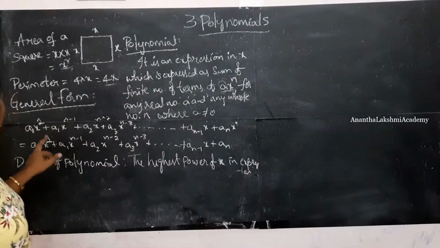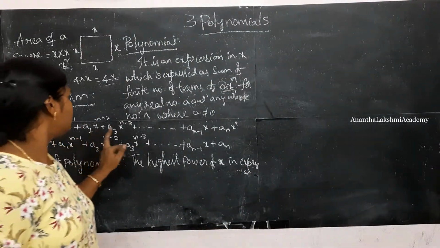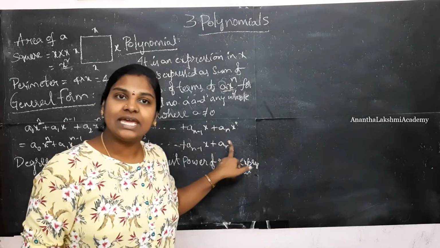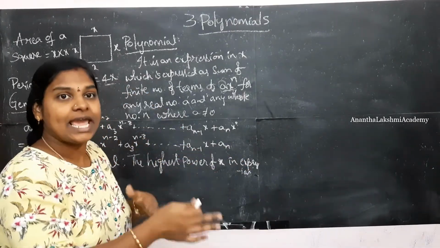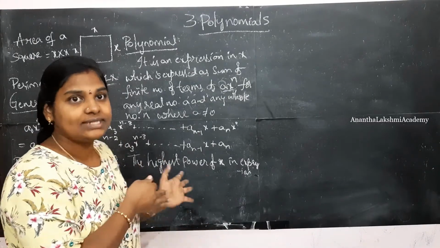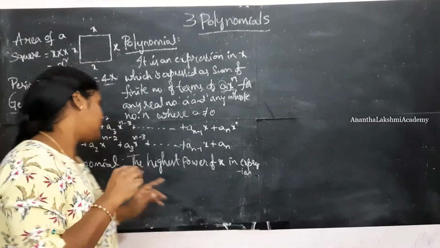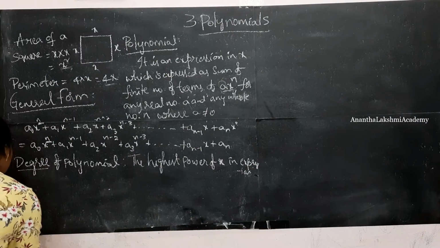Okay, then what are a naught, a1, a2, a3 and so on, an minus 1, an? Nothing but the constants which are multiplying the x power terms, and they are known as coefficients. What is the spelling? Coefficients.